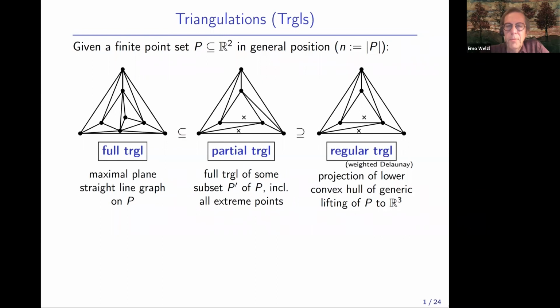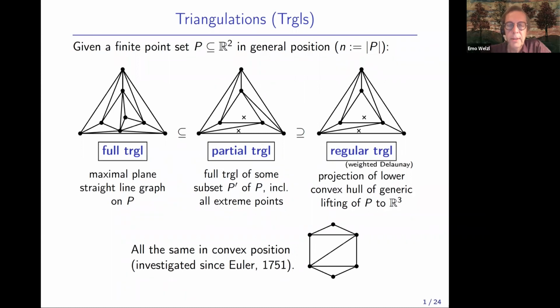It's pretty obvious from the way we described it that every full triangulation is a partial triangulation. This is just a partial triangulation which skips none of the points. And every regular triangulation is a partial triangulation. It's not so obvious that there are actually partial triangulations which you cannot get by lifting. So there are partial non-regular triangulations. Actually, the triangulation I showed you here in the middle is not a regular triangulation. We will not go into much detail why, but it's important that not all partial triangulations are regular.